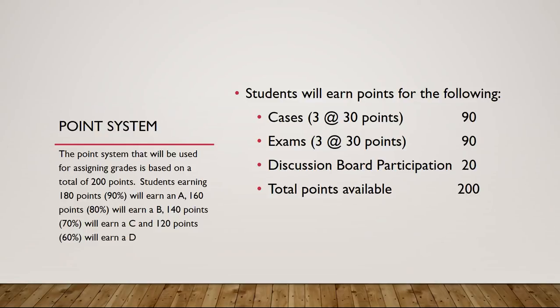The point system that I will use for this semester is based on a total of 200 points. There will be 3 cases, and I'll talk about that in a minute, but 3 cases and 3 exams. Each one of those is worth 30 points. So for the 3 cases and the 3 exams, that's a total of 180 points. In addition to that, there will be a discussion board that you will participate in that will be the final 20 points. So any students earning 180 out of those 200 points will get an A. 160 points will get a B, 140 points will get a C, and 120 points will earn a D.